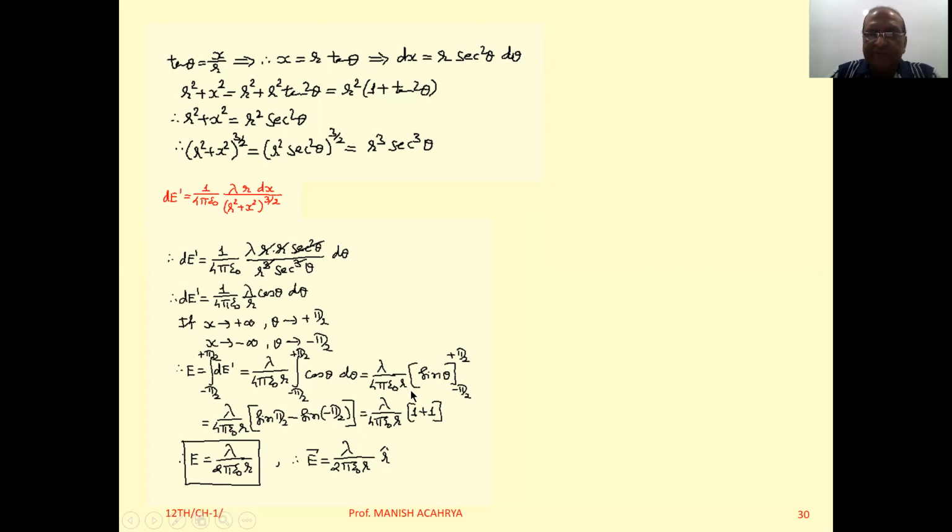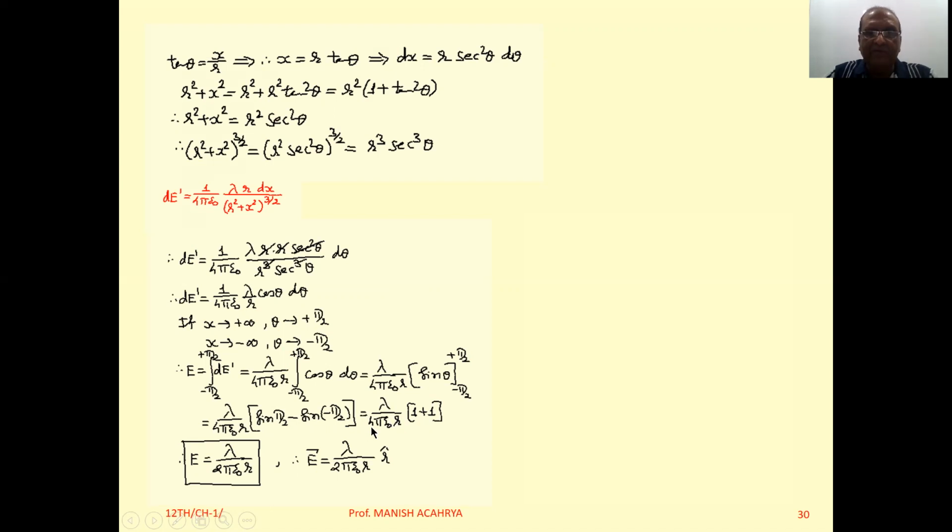Lambda upon 4 pi epsilon 0 as it is. Integration of cos theta is sin theta, limits minus pi by 2 to plus pi by 2. Lambda upon 4 pi epsilon 0 as it is. First theta equal to the upper limit, so sin pi by 2, then minus theta equal to the lower limit, so sin minus pi by 2. Sin minus pi by 2 is minus 1, so minus minus becomes plus.